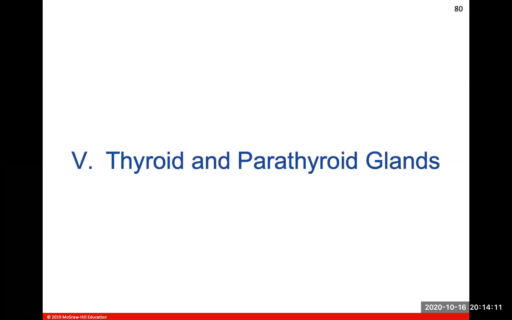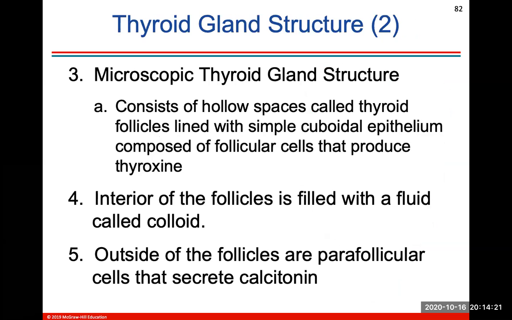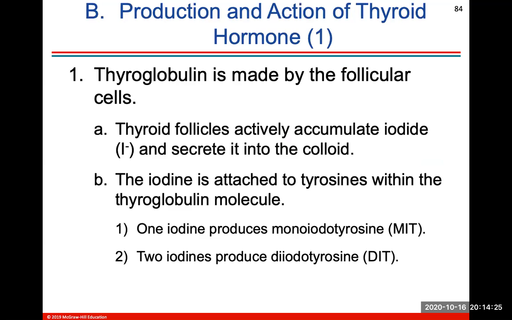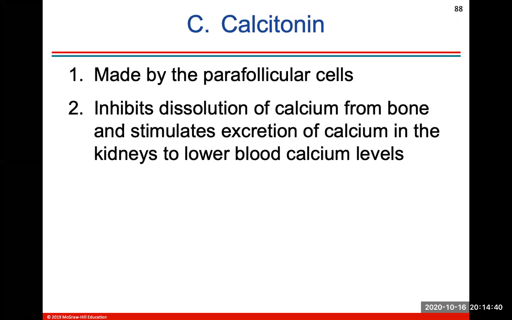I think, and then the thyroid and parathyroid glands, this takes you through specifically what hormones are released from the thyroid and parathyroid glands. So this will explain a little bit more about what is released. And I want to take you through just the hormones themselves. Action of the thyroid hormone is to stimulate protein synthesis, promote maturation of the nervous system, increase rates of cellular respiration, and elevate your basal metabolic rate.